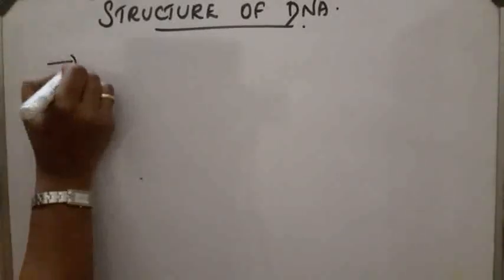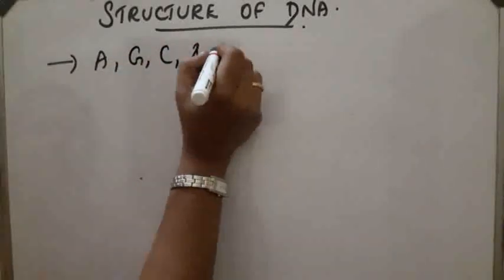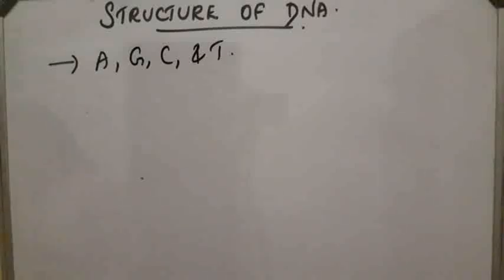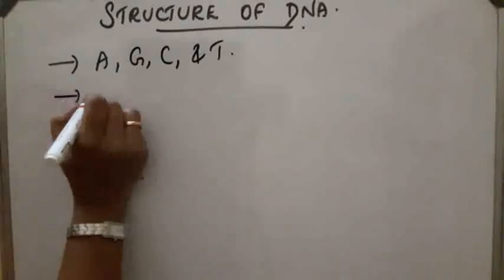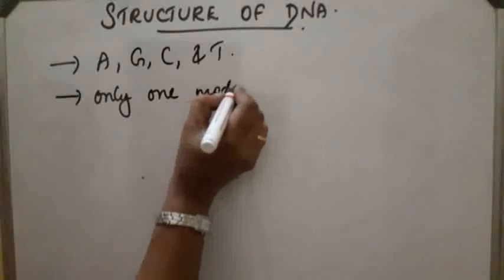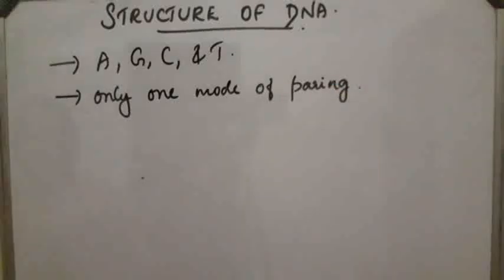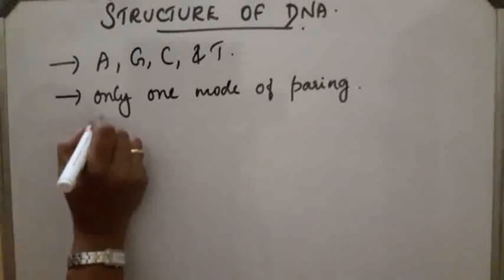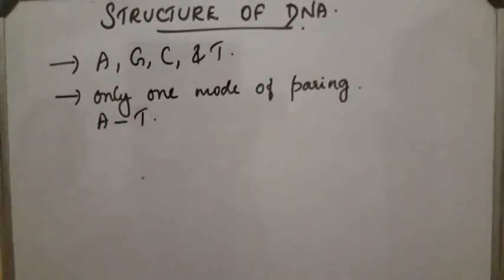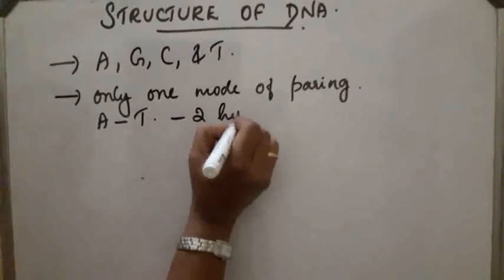Now, the bases present in DNA are adenine, guanine, cytosine and thymine. These bases are very specific. Only one mode of pairing with other bases takes place. For example, adenine pairs only with thymine. It is specific, and this is via two hydrogen bonds.